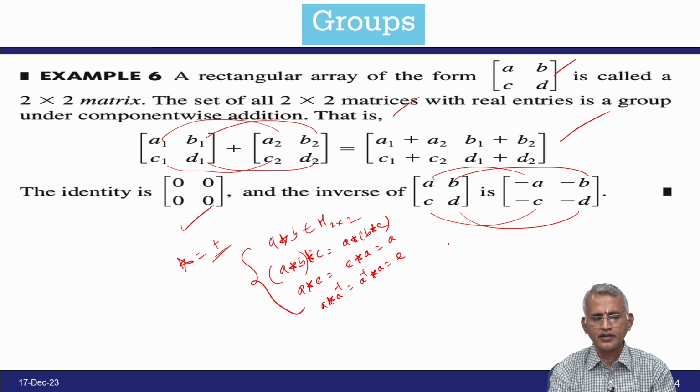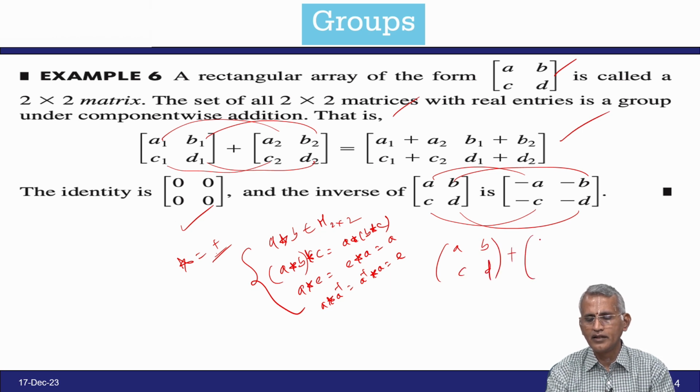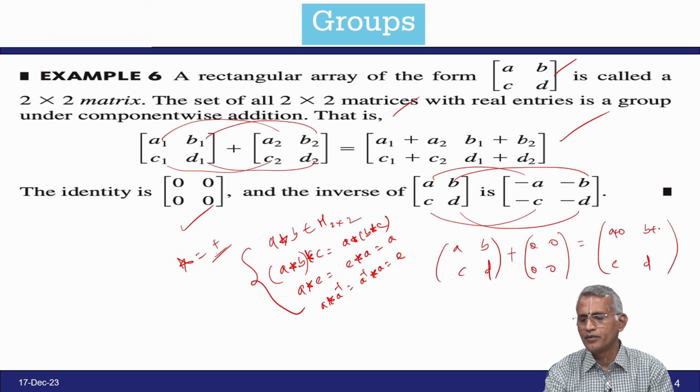For the inverse you have to take A, B, C, D, and for identity, which element can we add so that the same element will come? Only the thing is we have 0 0 0 0, and then A plus 0, B plus 0, C plus 0, D plus 0, we have A, B, C, D.